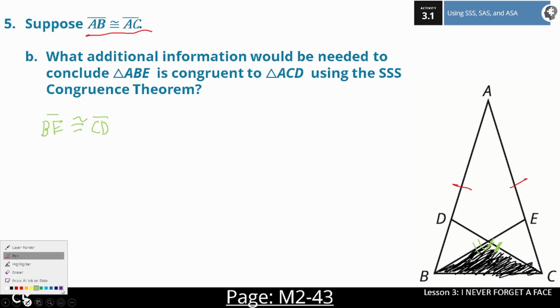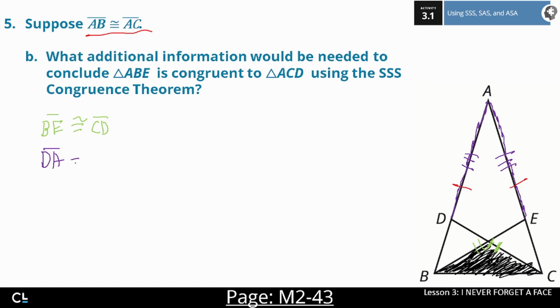But the other piece of information we need is actually, I need to show that DA and EA are congruent, right? DA and EA. Okay. Congruent. And if we had that, then we would be able to show it by side, side, side. That would be all three sides of the triangle. We would have side, side, side.